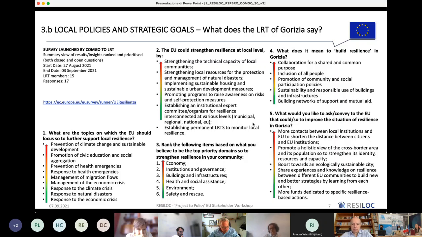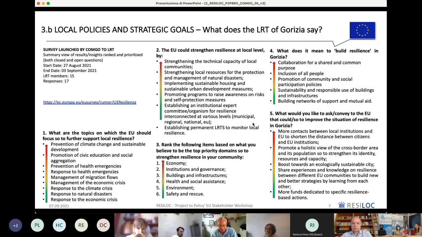We ranked the answers based on their relevance and priority expressed by the respondents. I will just go through them very quickly. So the first question was, what are the topics on which the EU should focus to support local resilience? Second one was how the EU could strengthen resilience at local level. Then we asked them to rank the following items based on what they believed to be the top priority domains to strengthen resilience in their community.